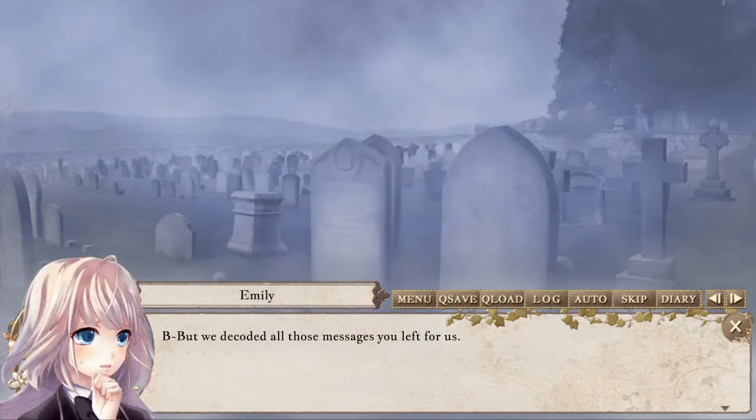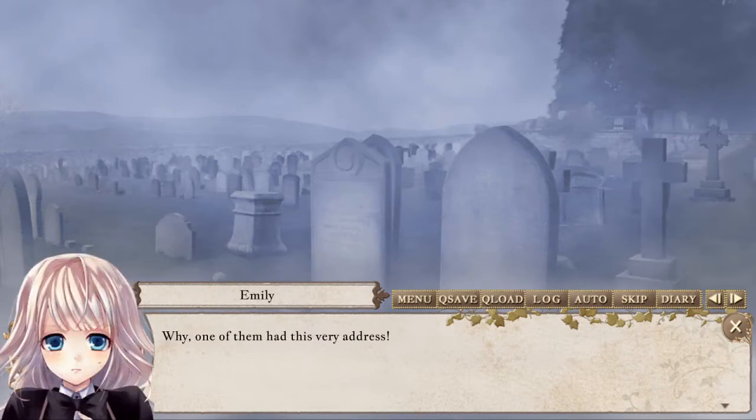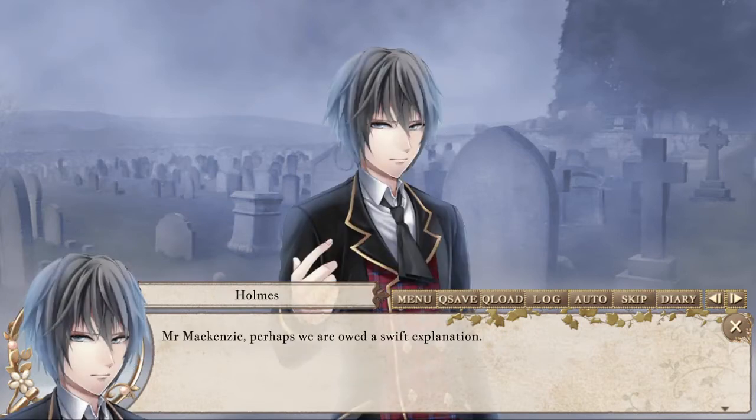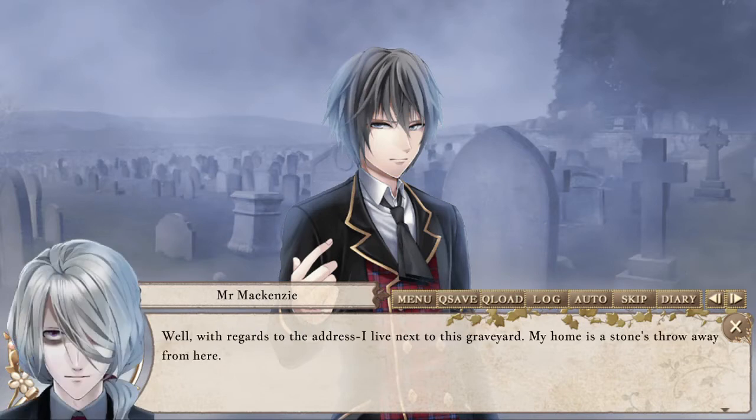But we decoded all those messages you left for us. Why, one of them had this very address. Aha. That's how you found this place. Mr. Mackenzie, perhaps we are owed a swift explanation. Well, with regard to the address, I live next to this graveyard. My home is a stone's throw away from here.